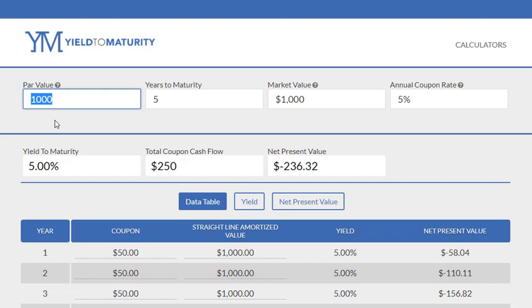So the amount of money they receive at maturity is going to be the same amount of money that they paid for the bond. In this scenario, it makes for a very simple calculation, and the yield to maturity essentially equals your annual coupon rate of 5%.